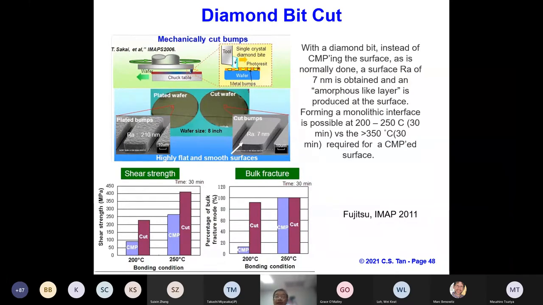Okay, now when the copper is in the amorphous form, the grain structures will have to go through very rapid grain growth as you try to put them together to bond them. So this is the whole idea behind this. And compared to CMP, they show that it gives you better quality bonding. Okay, so this is a special approach.